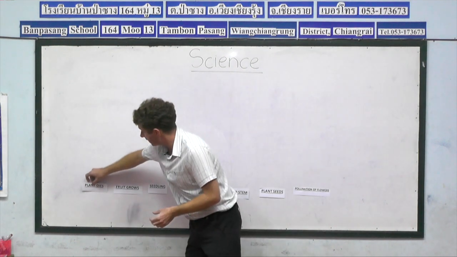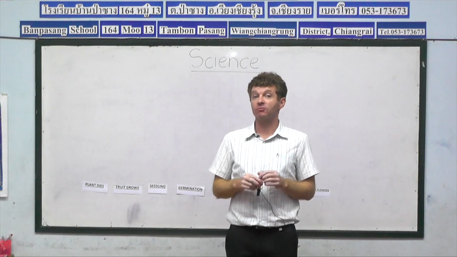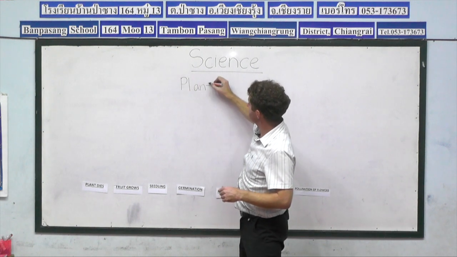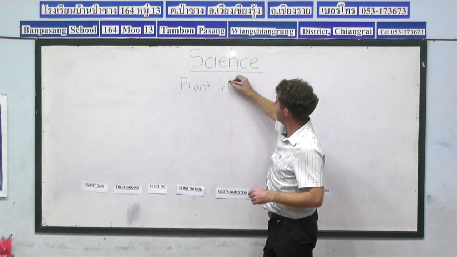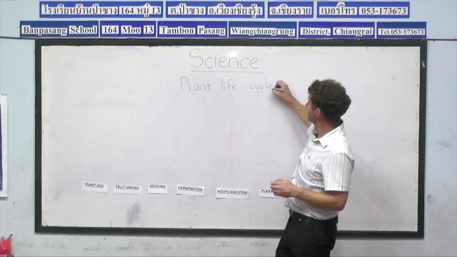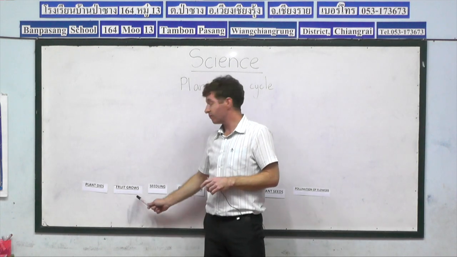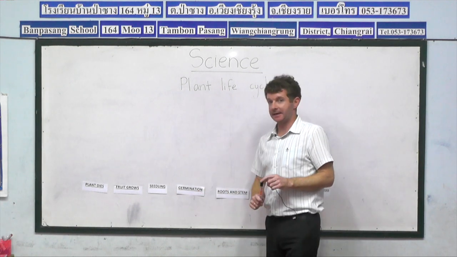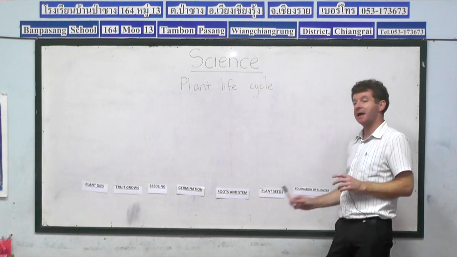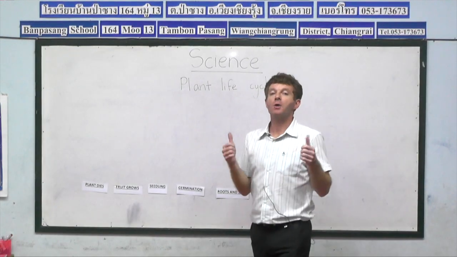So we've got our life cycle vocabulary on the board. Now we will give it its title before introducing the pictures. So plant, guys, P-L-A-N-T. Life, L-I-F-E. And cycle, C-Y-C-L-E. So we've got our vocabulary. Plant dies. Fruit grows. Seedling. Germination. Roots and stem. Plant seeds. Pollination of flowers. So now we're ready for our pictures.